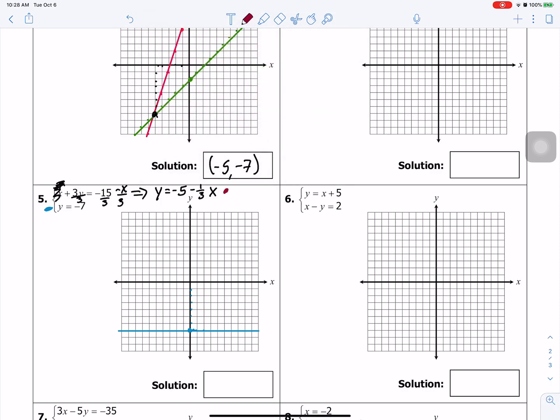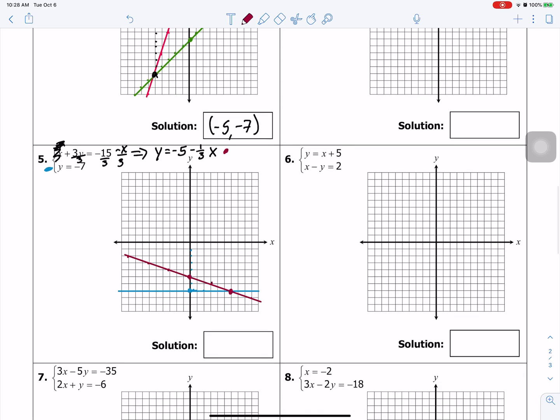Then when I graph it, I start at -5. And I'm going to go up 1 to the left 3, because I need to make sure that I have a negative slope. And down 1 to the right 3. I can see where my intersection point is, but because that's not the only skill I'm grading you on, I want you to complete that graph. And those two graphs meet at 1, 2, 3, 4, 5, 6, and down 1, 2, 3, 4, 5, 6, 7.